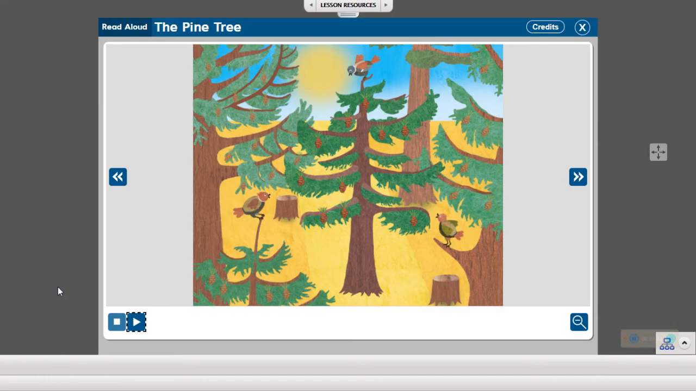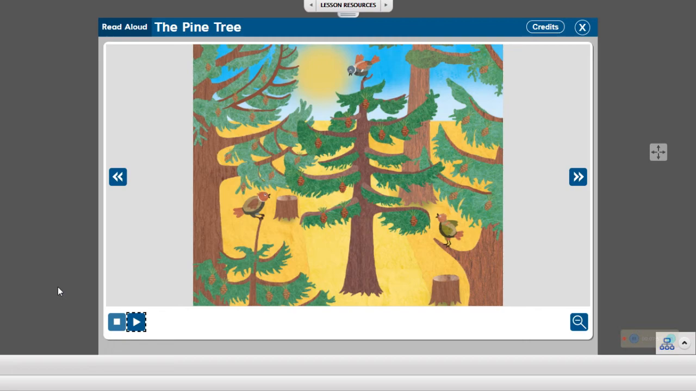Also, the little pine tree, or in this case, now the big pine tree, was content to be in the forest. What did it mean that he was content to be there? He didn't want to be any place else. He was happy right there where the sun could shine on him. He could be in the fresh air. His roots could sink deep into the soil. He was perfectly happy to be in the forest.